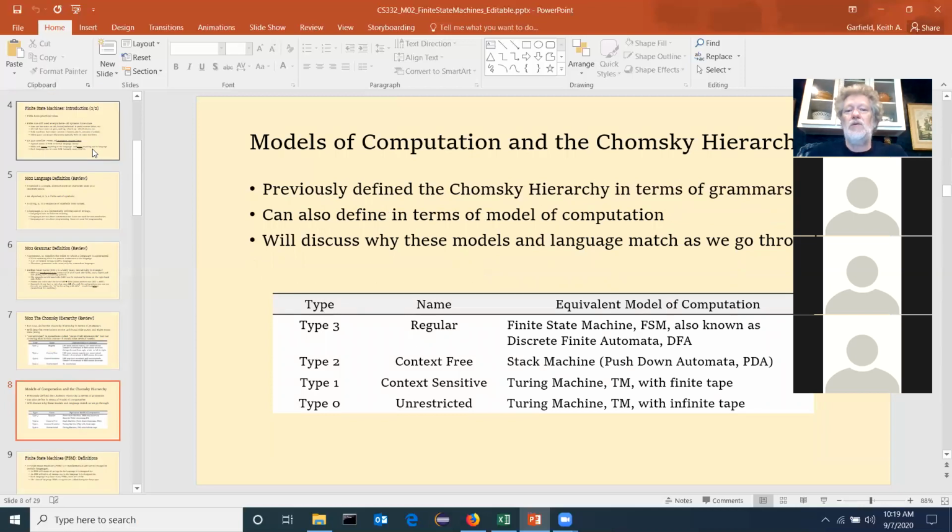So the regular languages match to finite state machines. Finite state machines are also known as discrete finite automata. So when you do Googling, or if you're watching other people on YouTube for this information, you may hear them using that language. Finite state machine means you have a number of states, but they're finite.